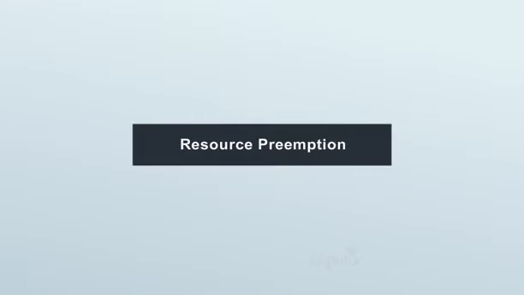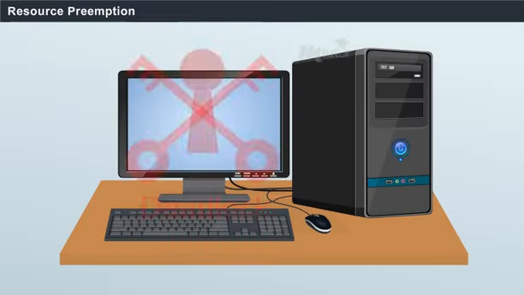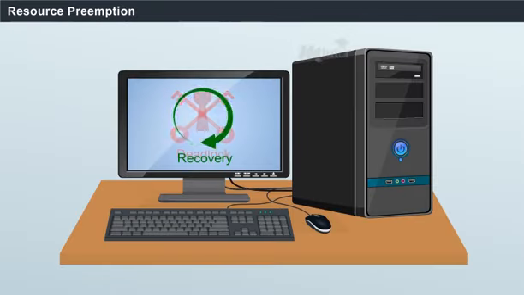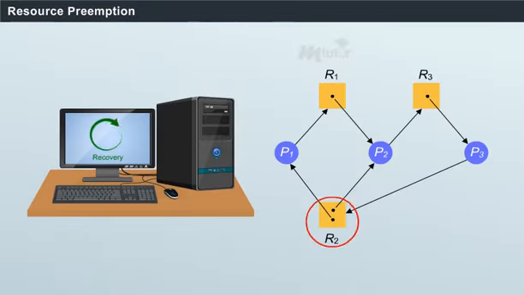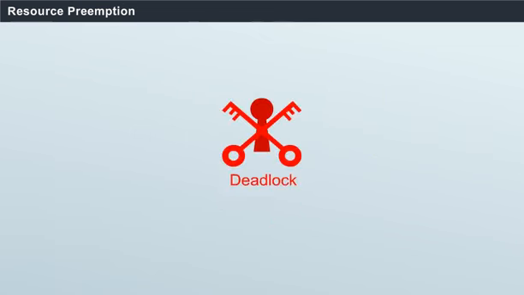Resource preemption. Now let's discuss the resource preemption technique. An alternative way to recover the system from a deadlock state is to preempt some resources from the processes and assign them to other processes until the deadlock cycle is broken. If the preemption technique is used to deal with deadlocks, then the following issues should be considered: selecting a victim, rollback, and starvation. Let's discuss them in detail.